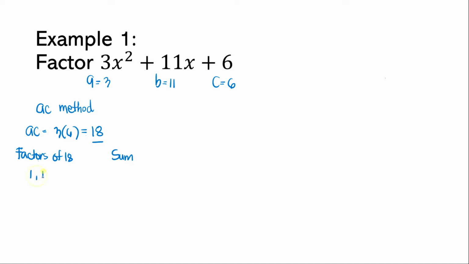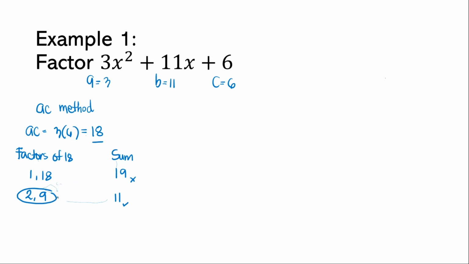1 and 18. So, 1 times 18 is 18, and the sum is 19. So, hindi siya. Next, we have 2 and 9. 2 times 9 is 18, and when we add these two, the answer is 11. So, the same with our value for B. So, ito yung hinahanap nating pair of factors.